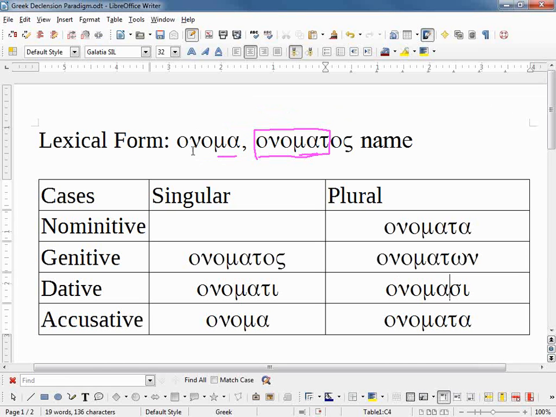Okay, and then finally with the nominative, all I'm going to do is just add this here to the nominative singular. Because like I said, with neuter words, the nominative and accusative are identical. Any questions? Yes. Go ahead, Patricia. Tammy has a question. Okay, go ahead, Tammy.